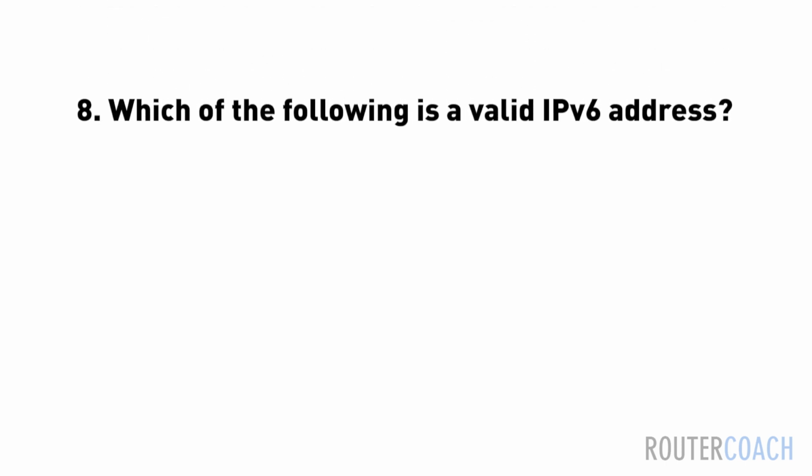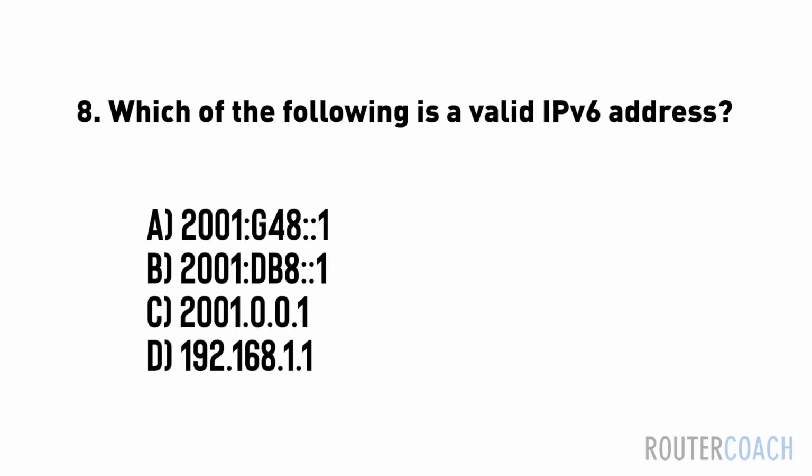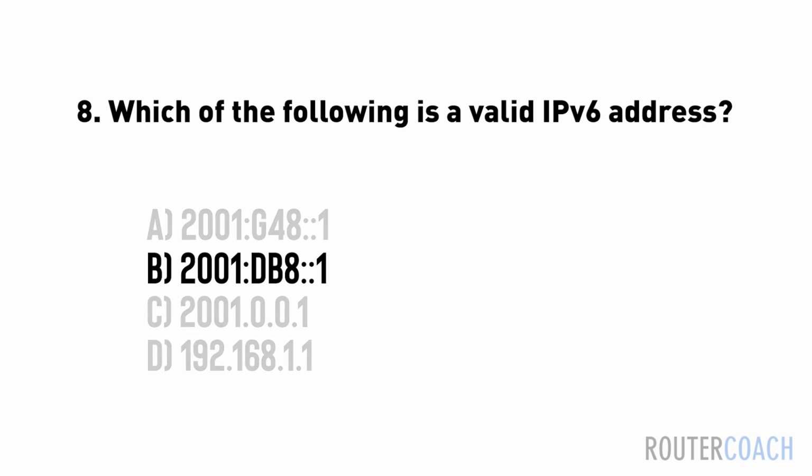8. Which of the following is a valid IPv6 address? A. 2001:G48:1. B. 2001:DB8:1. C. 2001.0.0.1. D. 192.168.1.1. The answer is B.